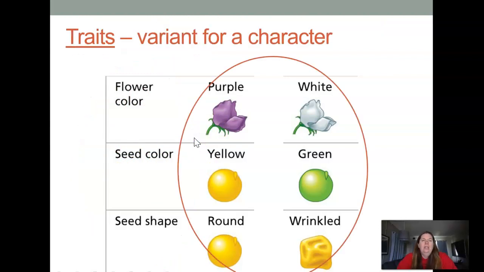While on the other hand, we have the idea of a trait. And so the trait is the specific variation of that particular character. So the fact that flower color in this case had only two options, it could either be purple or white. The color of that flower is the trait itself. So seed color can be yellow or green. Seed shape, again, can be round or wrinkled. So we want to differentiate between traits and character.